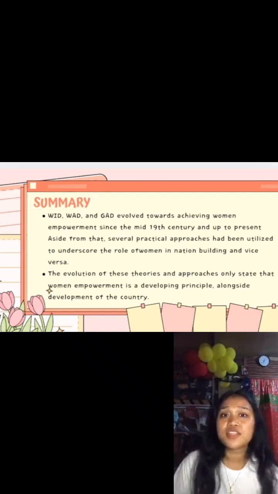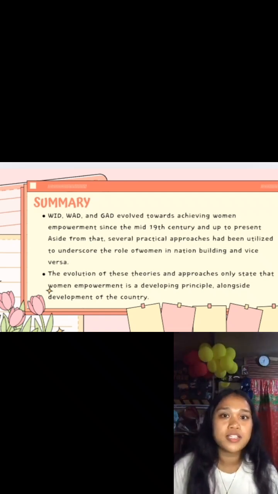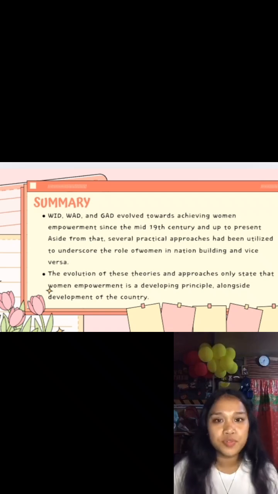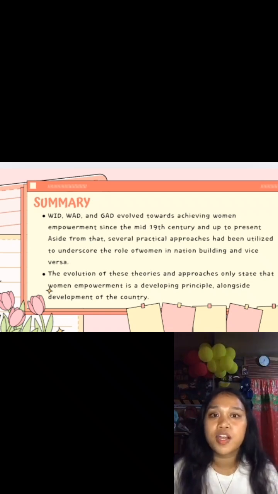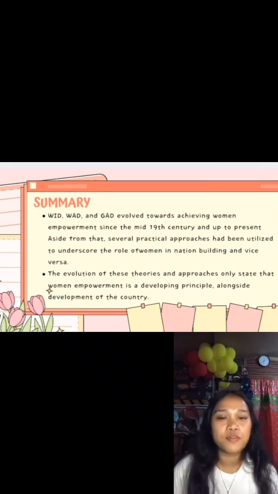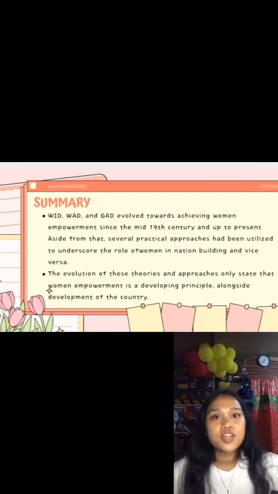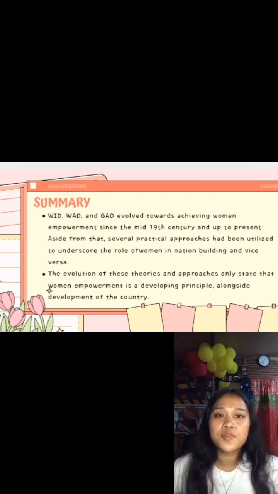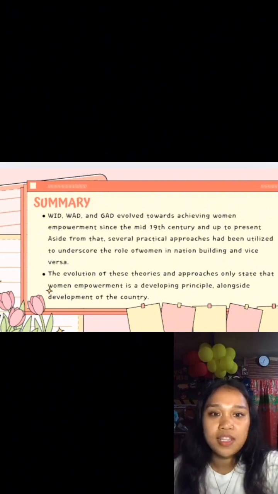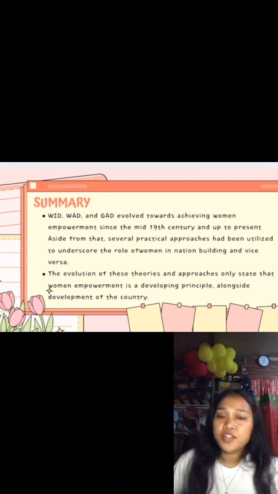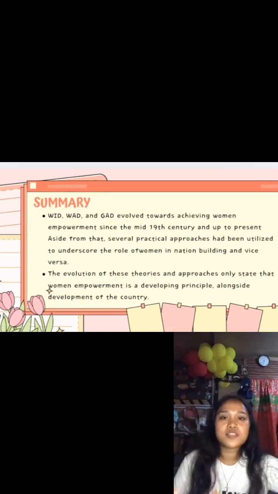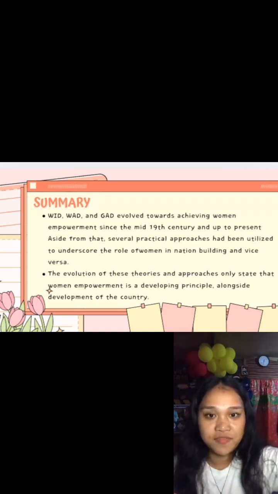So in summary, as we've explored WID, WAD, and GAD, we see an evolution in thought regarding women's empowerment and their role in national development. So practical approaches also underscore the need to actively engage communities in these efforts. So what are your reflections on how these models have changed our understanding of women's issues in development?